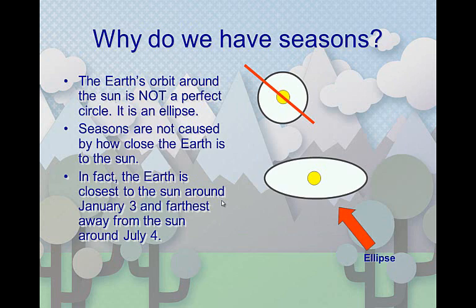So why do we have seasons? The Earth's orbit is not a perfect circle. It is an ellipse, so it's shaped like this one. Seasons are not caused by how close the Earth is to the sun. In fact, the Earth is closest to the sun around January 3rd and farthest away from the sun around July 4th.